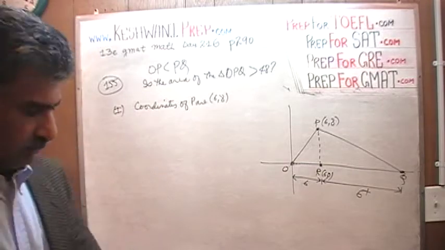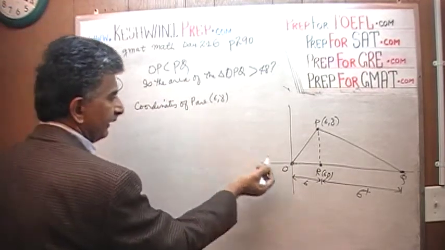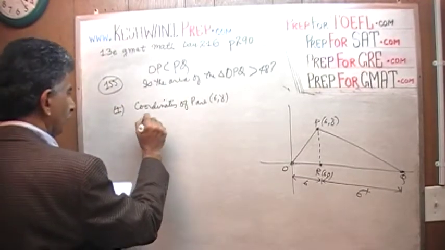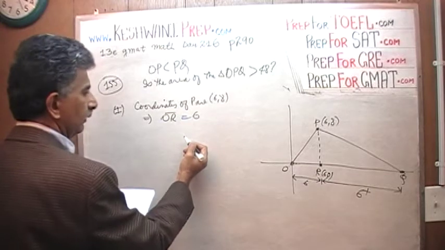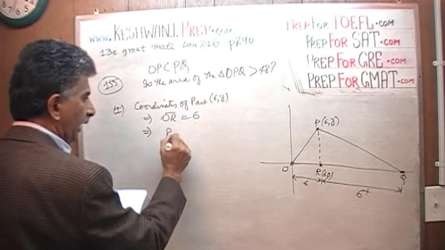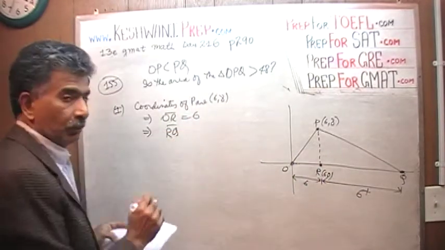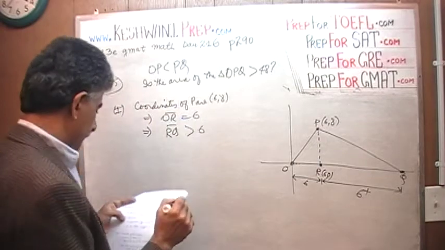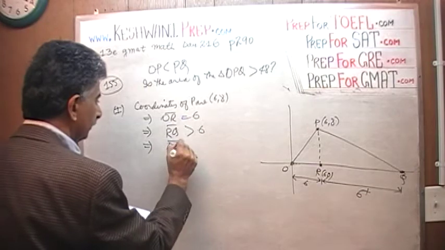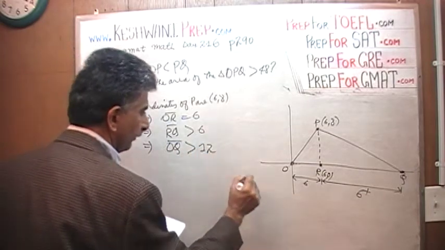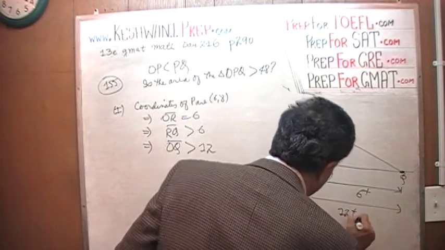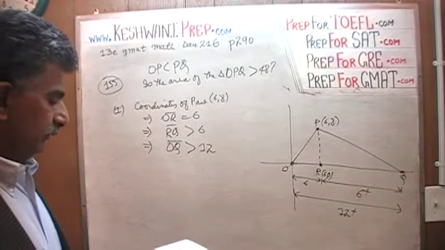Let's make a note of it. So the coordinates of P are 6 and 8, that implies that O to R is 6. And if that's true, then R to Q, whatever it is, has to be more than 6. That in turn implies that O to Q must be greater than 12. This distance here, we do not know what it is, but whatever it is, it is more than 12.